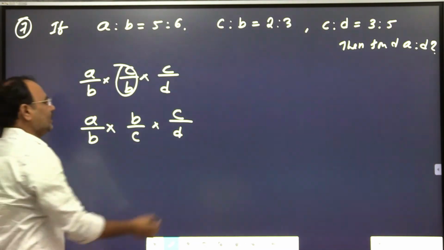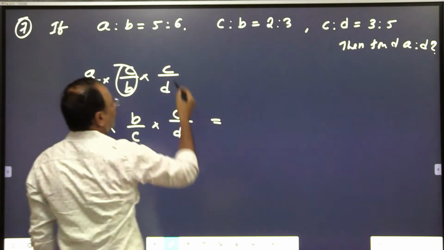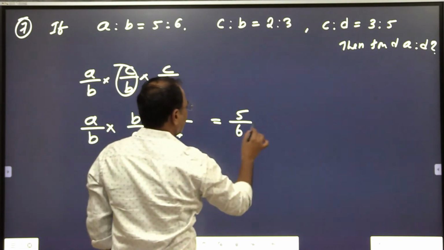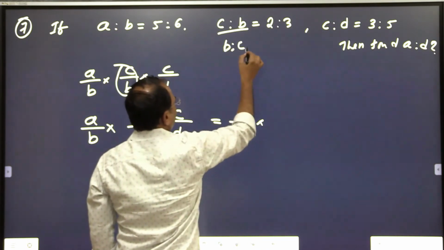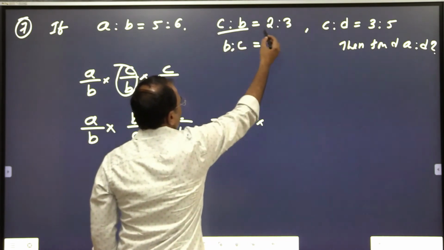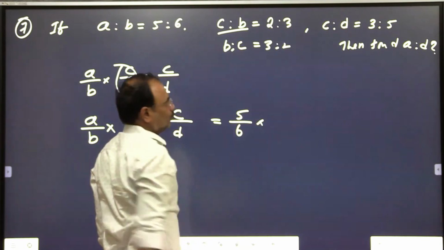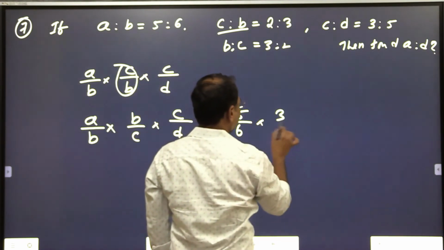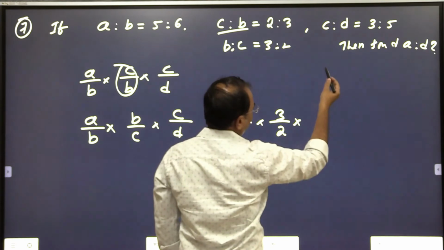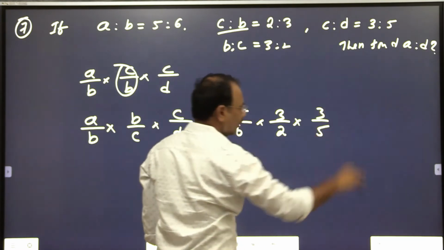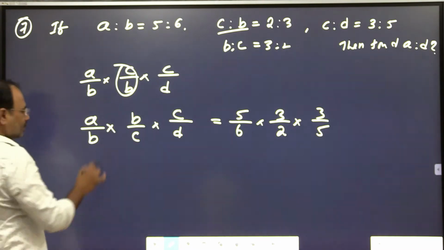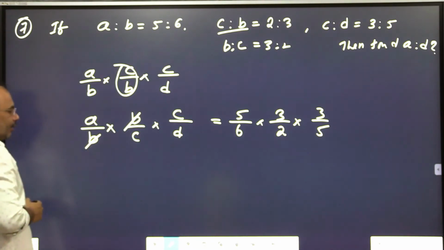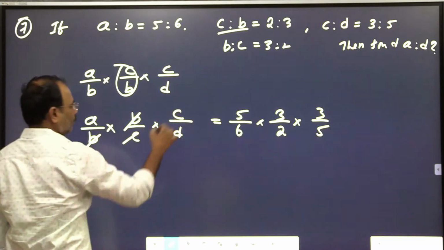Then what is A by B? A by B is 5 by 6. C is to B is equal to 2 is to 3, but we wrote B is to C, so this also changes: 3 is to 2. So we write 3 by 2, and the last term, C is to D, is 3 by 5. So you can get A is to D now. B and B, numerator and denominator cancel, C and C cancel.